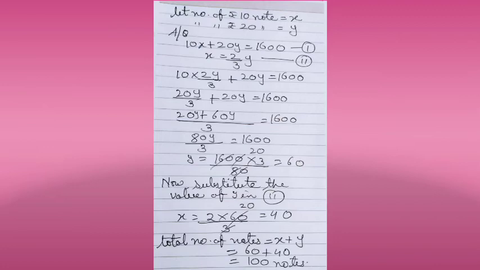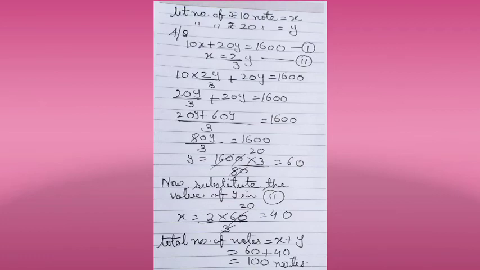So 10x plus 20y is equal to 1600. So here we will put the value of x. So 10 into 2y/3 plus 20y is equal to 1600. And so 20y/3 plus 20y is equal to 1600. Again we will take out the LCM and then we will get the value of y as 60. Clear? Now substitute the value of y in equation 2.